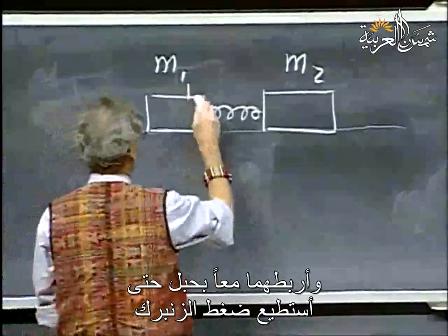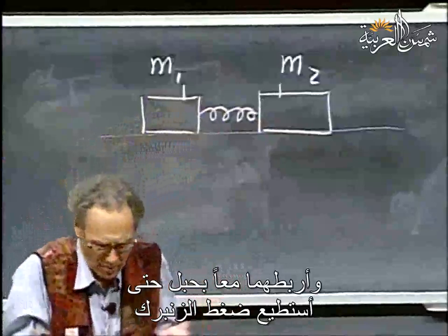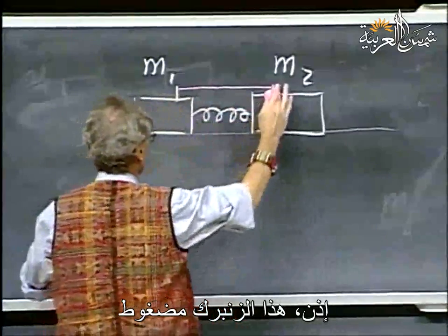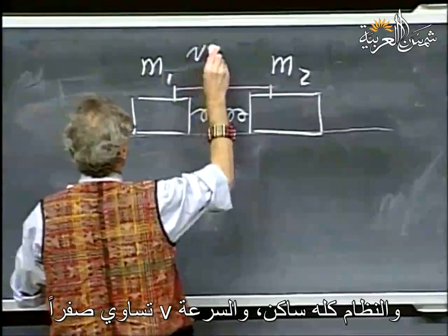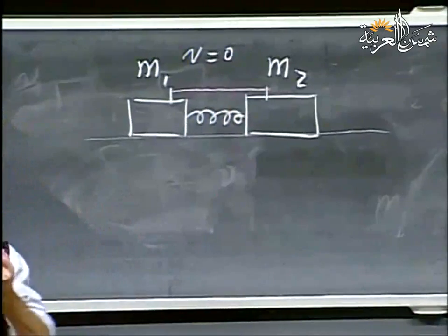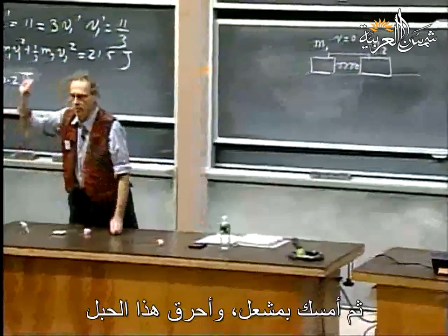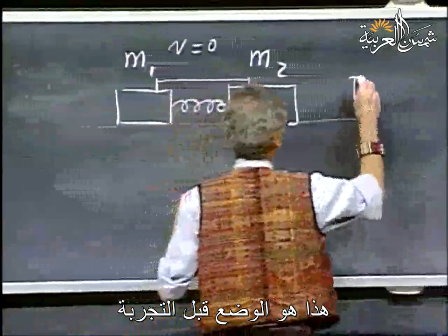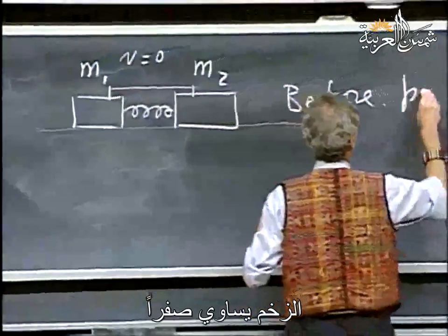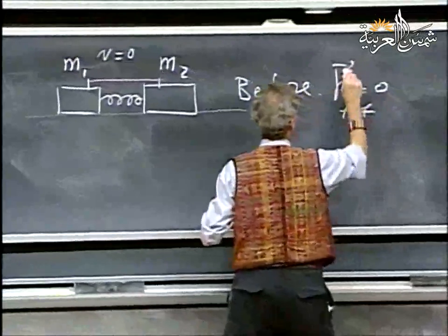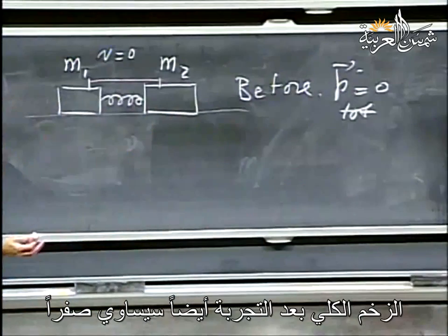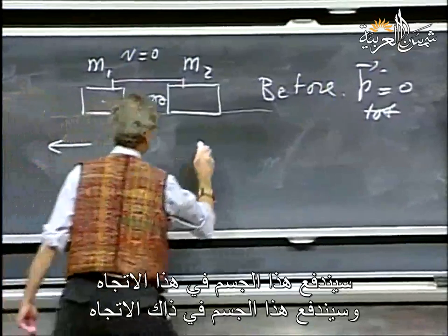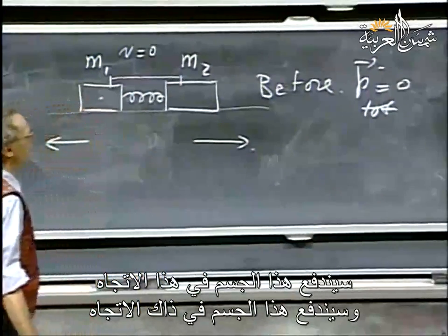And I hold them together with a string so that I can pull the spring in. So this spring is compressed, and the whole system is at rest. V equals 0. So there is potential energy in that spring. I take a burner, and I burn away this thread. This is the situation before. Momentum before is 0. Total momentum afterwards will also be 0. It's identical to what I did there. And so this object will fly in this direction, and this object will fly in that direction.